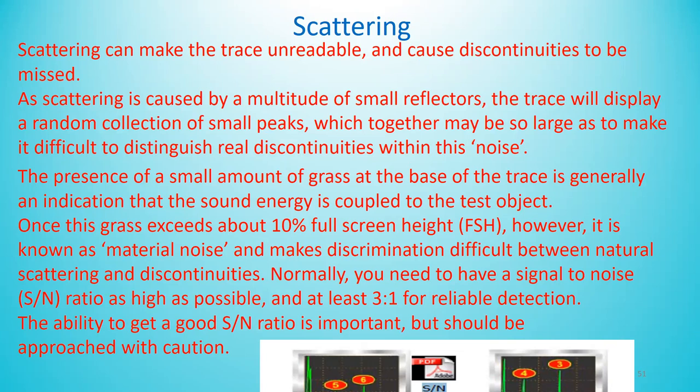The presence of a small amount of grass at the base of the trace is generally an indication that sound energy is coupled to the test object. Once the grass exceeds 10% of full screen height, however, it is known as material noise and makes discrimination difficult between the natural scattering and discontinuities. Normally, you need to have a signal to noise ratio as high as possible, at least 3:1 for reliable detection. 3:1, you have to have the SN ratio.